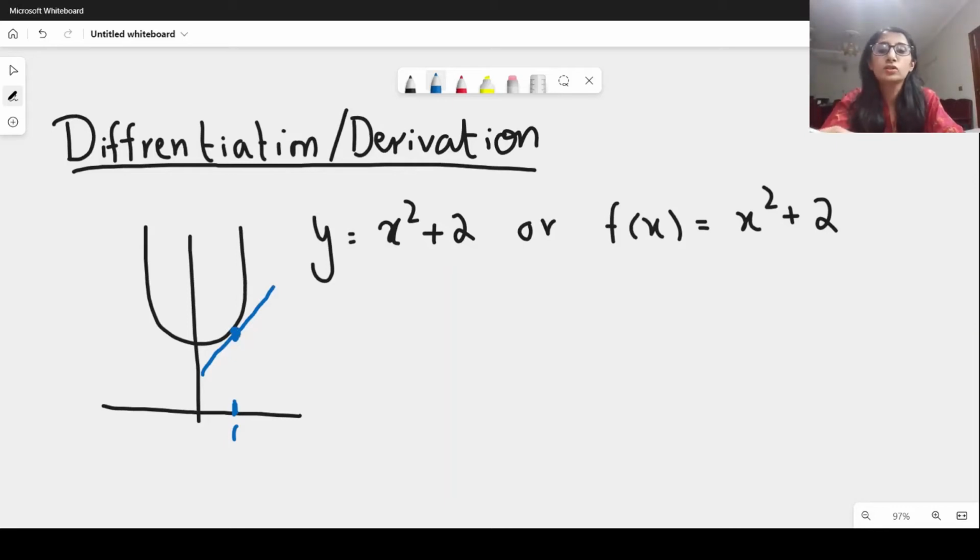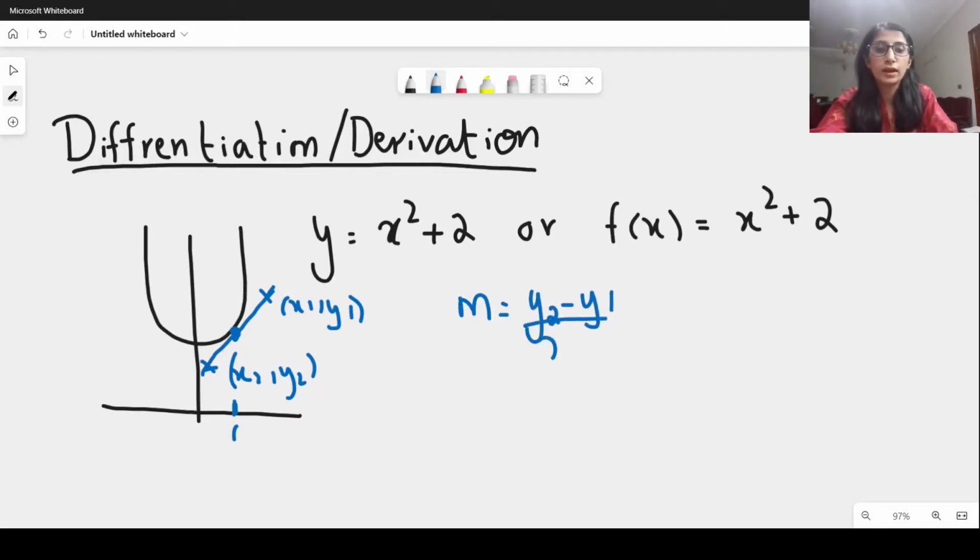So they would draw a tangent and then take 2 points on this tangent, let's say (x1, y1) and another point, let's say (x2, y2), and then they'll find the slope or the gradient using the formula (y2 minus y1) over (x2 minus x1). That would give us a value of the slope. Let's say we would, for example, get 1.5.